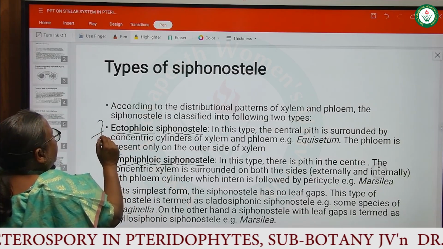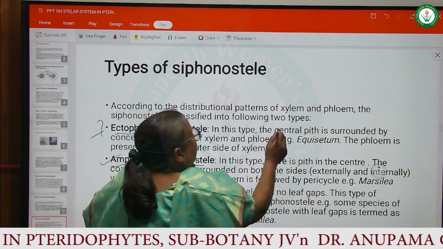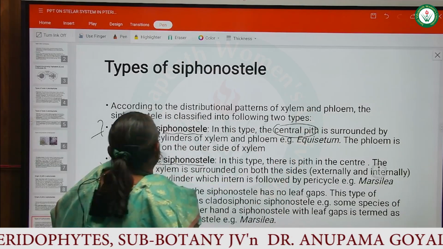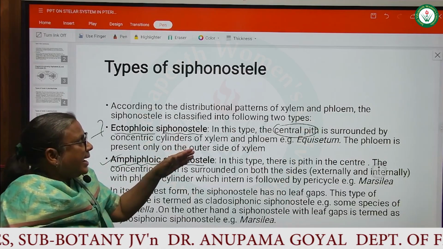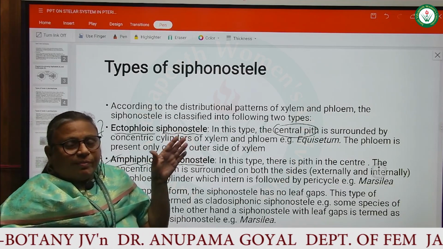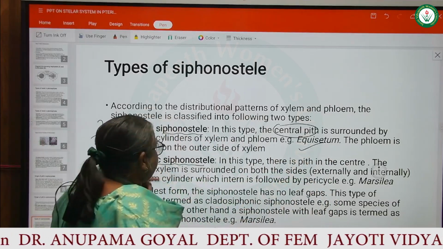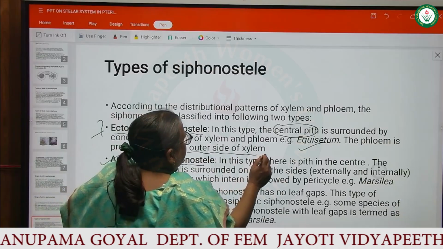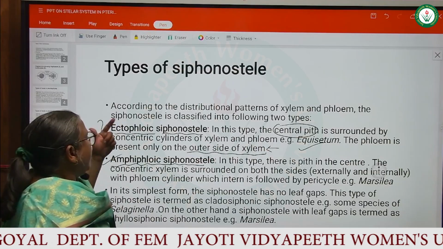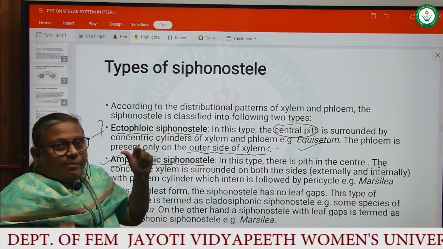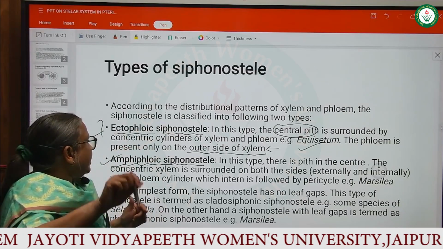So, what is ectophloic siphonostele? In this type, the central pith is surrounded by concentric cylinders of xylem and phloem. One of the best examples is Equisetum. The phloem is present only on the outer side of the xylem. So why is it called ectophloic siphonostele? Because phloem is present on the outer side of the xylem.